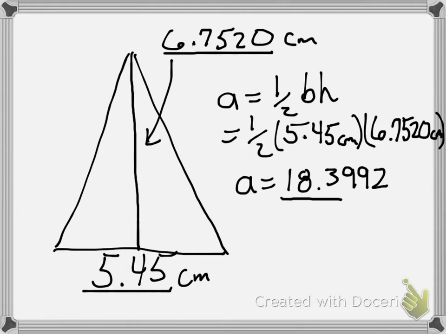So after the 3, I want you to look at the next number, which was a 9. It's not significant, and I want you to use it to round the 3 up. And so the area of this triangle should be 18.4 centimeters.